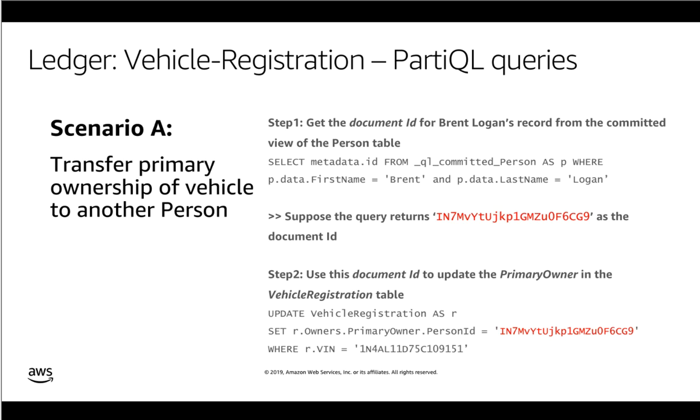The prefix _ql_ is reserved in QLDB for system objects. So in this case, we will select from the metadata portion of this particular committed view. We select metadata.id from the committed view of the person table, and we give it an alias of p, where p.data, again p.data is referring to a particular struct in the committed view of this table. P.data is a struct which contains an attribute called first name, and we have applied an equality condition where the value is a string literal of Brent, and similarly the last name is checked against Logan. So the equality operators are operating on the first name and the last name of the data portion of the committed view. In this case, the query returns a particular document ID.